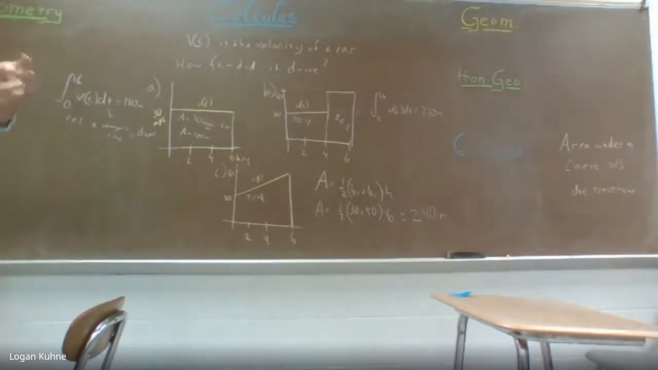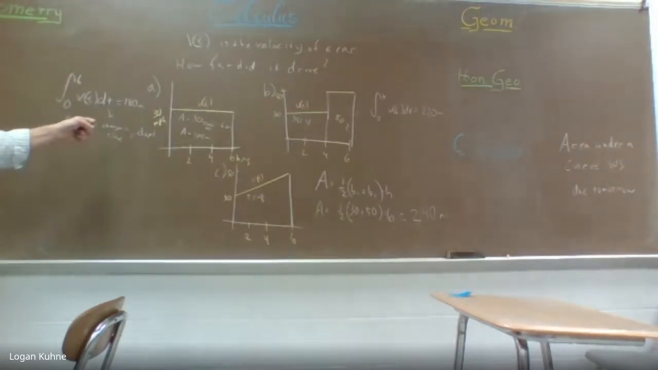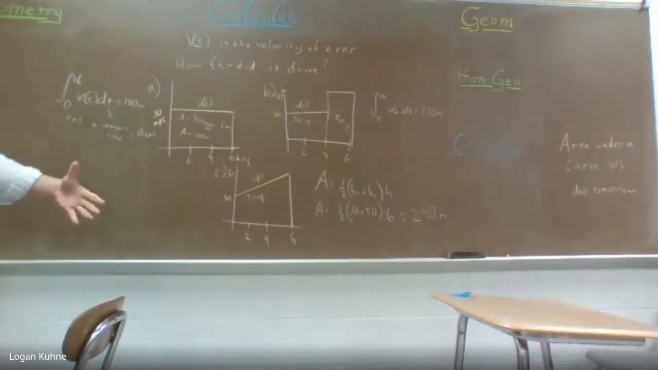Because for that, you need to know the starting point, right? You need to know the starting point. And yesterday, we learned that the starting point is the plus c. Okay? This does not have the plus c, does it? This just tells you how far we've gone. It's the net change, the displacement. How much something's changed over time. Okay.